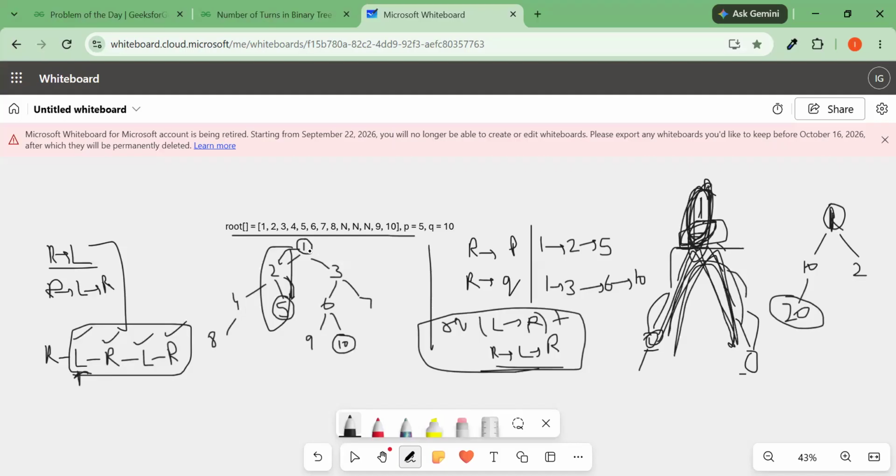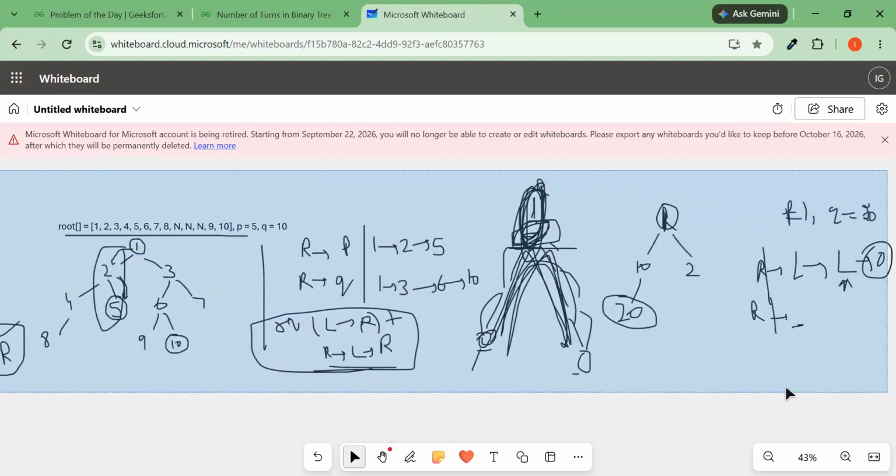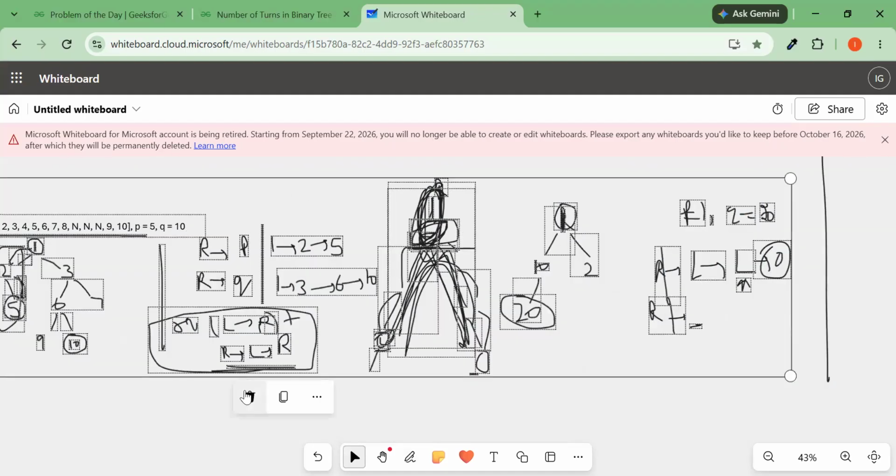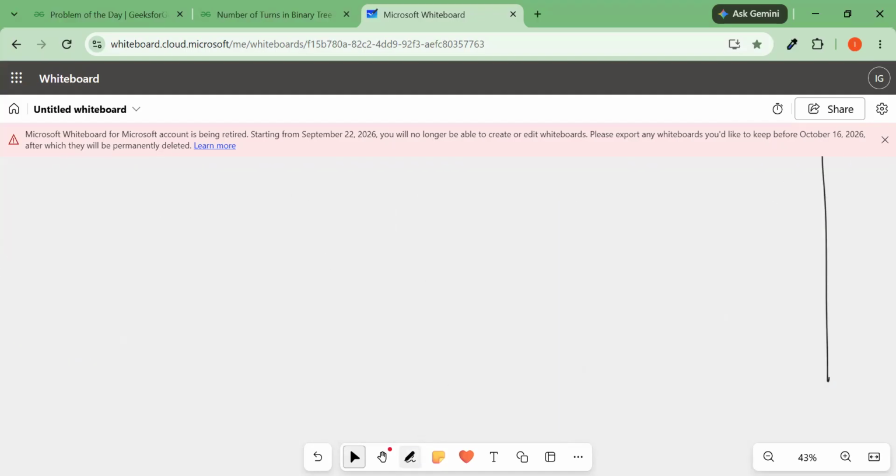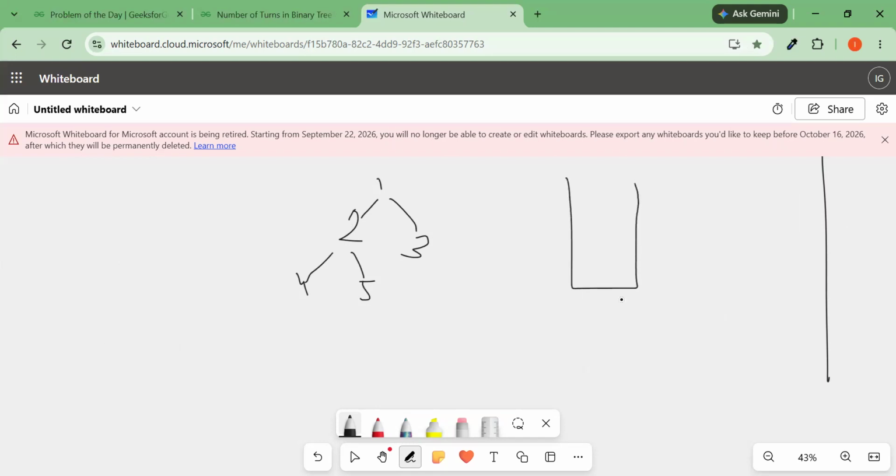Now coming to the point: how will we find the path from the root to a particular node, the path that we have considered, like left, right? How will we find that? So let's take one example and see. Consider we have an example with nodes 1, 2, 3, 4, and 5. Consider we have to find the path from 1 to 5. I'm starting from 1, and I need to find the path till 5.